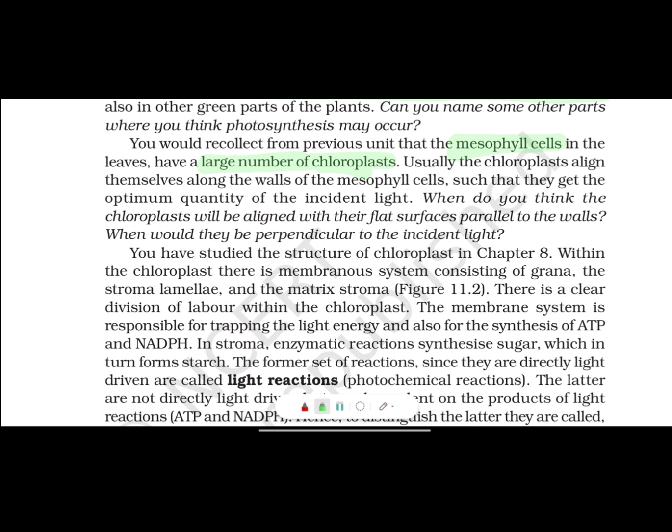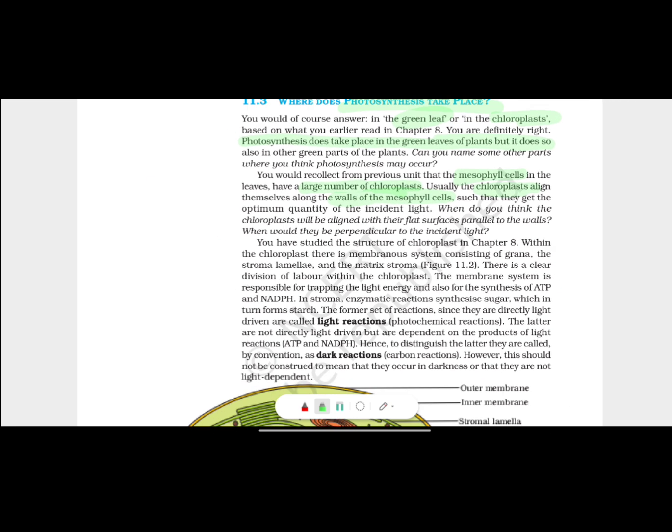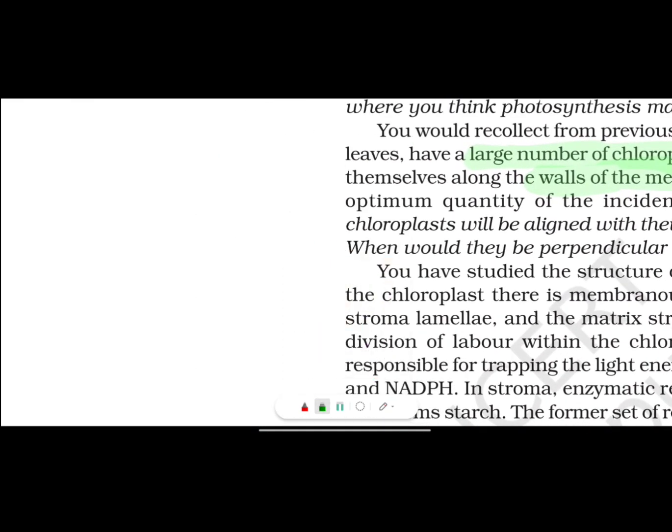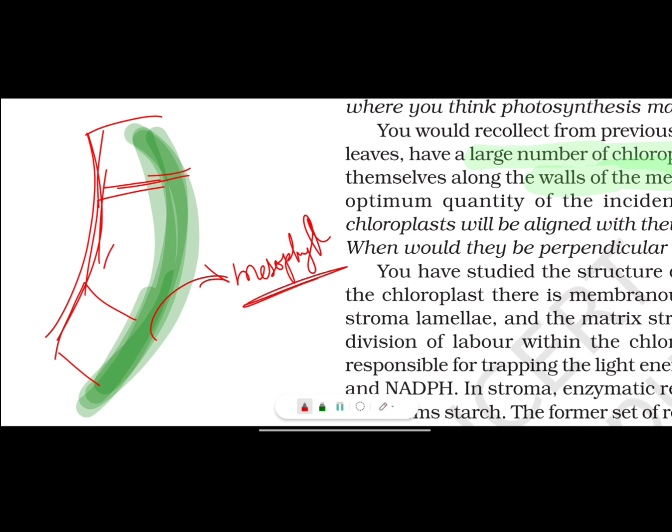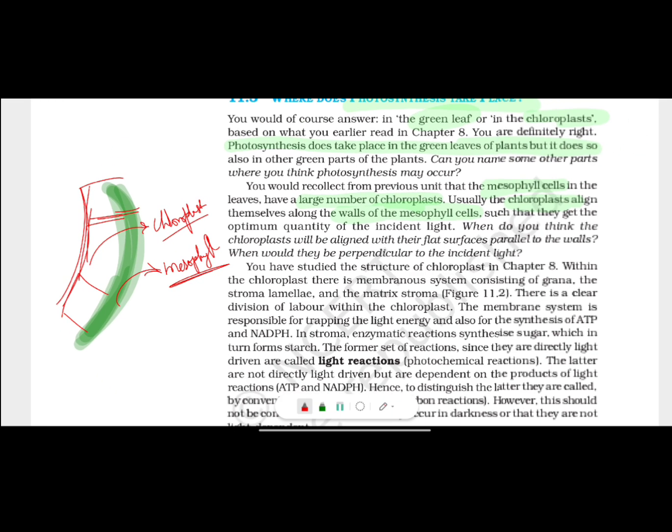Usually the chloroplasts align themselves along the walls of the mesophyll. If this is, for example, a mesophyll cell, what will be there in the walls? Chloroplasts. Large chloroplasts will be present in the walls of the mesophyll. This is the mesophyll, and this is the chloroplast.